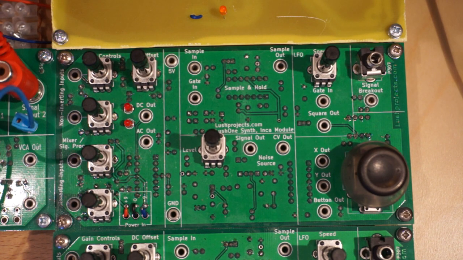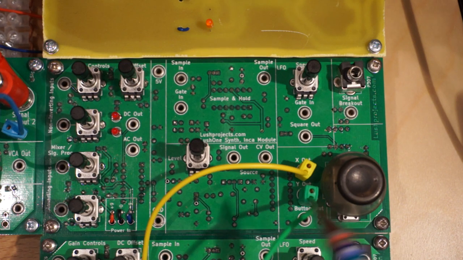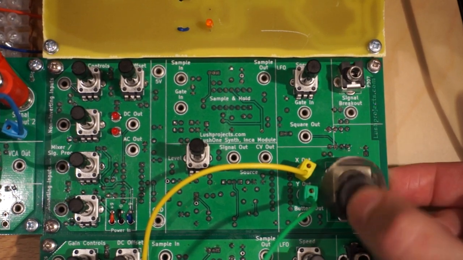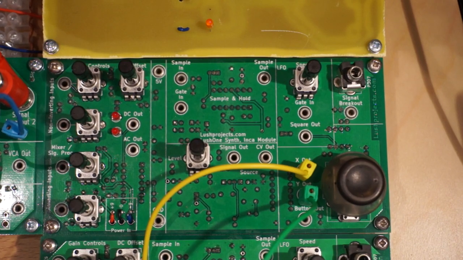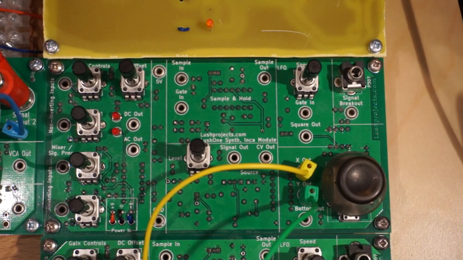What I'm going to move on to talk about now is particularly the joystick module. Let's explore the features of the LushOne Inca in more detail. We're going to start with the joystick. And this provides two control voltage levels, so that's 0 to 5 volt analog outputs based on the X motion and the Y motion. And it's a normal Xbox style thumbstick. You can also press it, which provides a button output here.